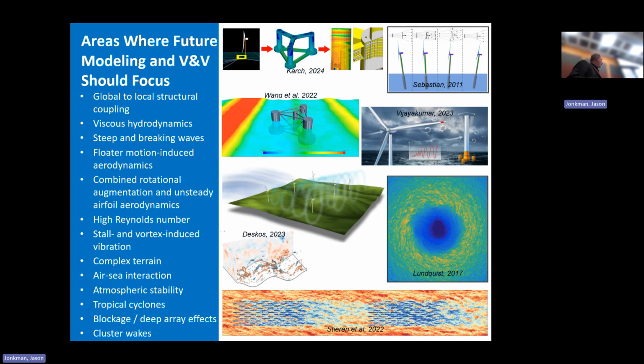Complex terrain, definitely a challenging problem, mostly on the inflow side, but likely some impact on how wakes meander and so on. Air-sea interaction, I mentioned that one already. Right now, we base it on two independent stochastic processes. I think we use that all the time for design, but I'm curious how much the waves will impact the wind and vice versa in the microscale. So I'd love to understand that more.